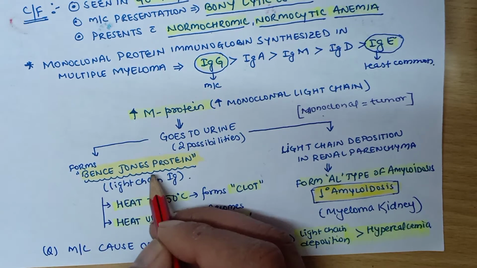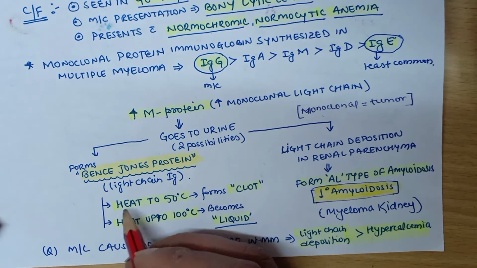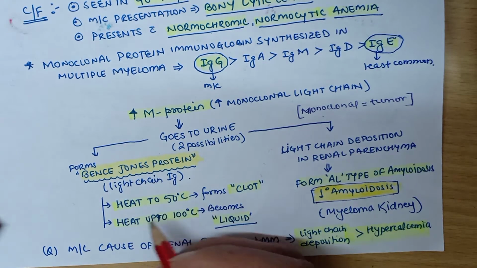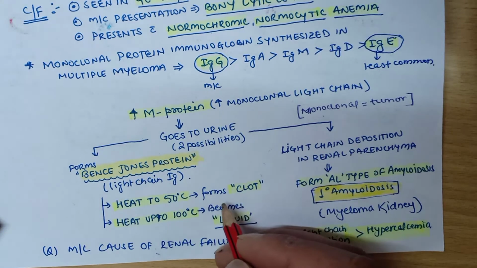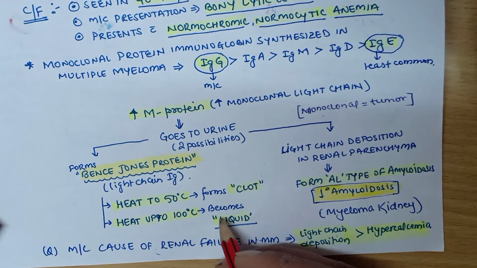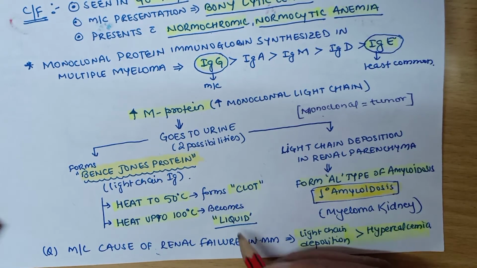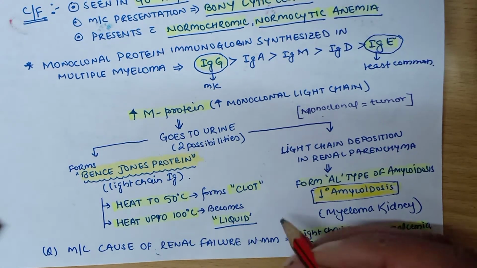This Bence Jones protein is a light chain immunoglobulin, and when you heat this protein up to 50 degrees centigrade, it forms a clot. When you continue heating up to 100 degrees centigrade, it becomes liquid again.